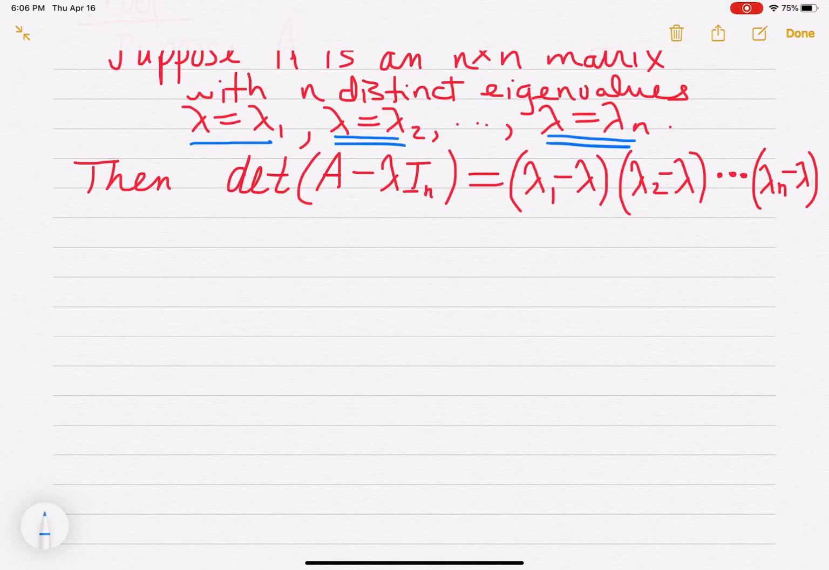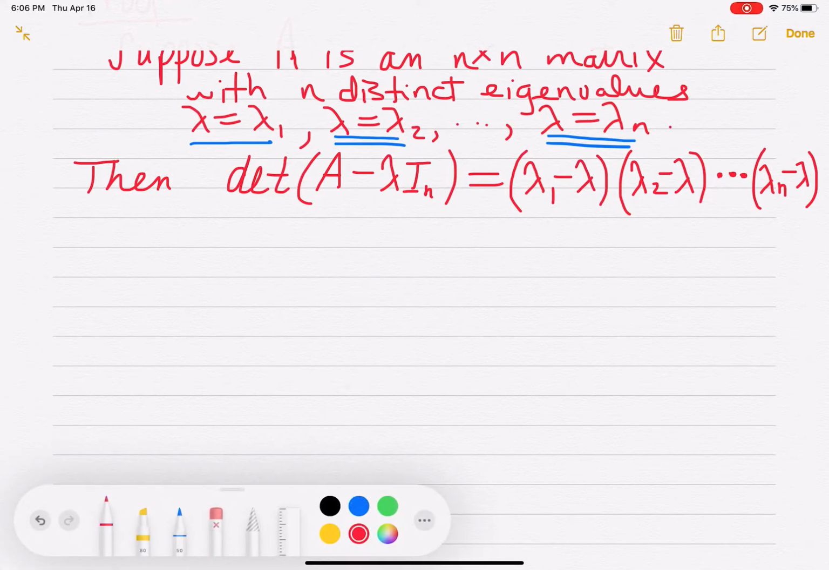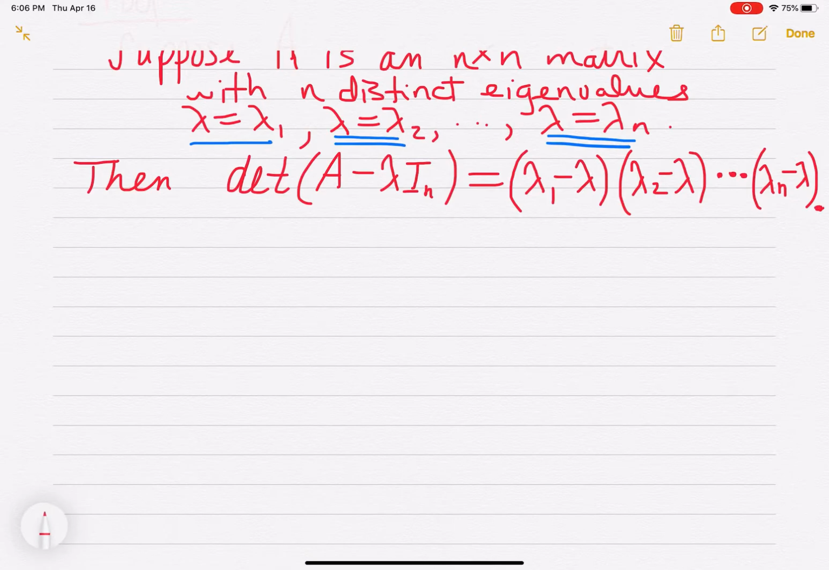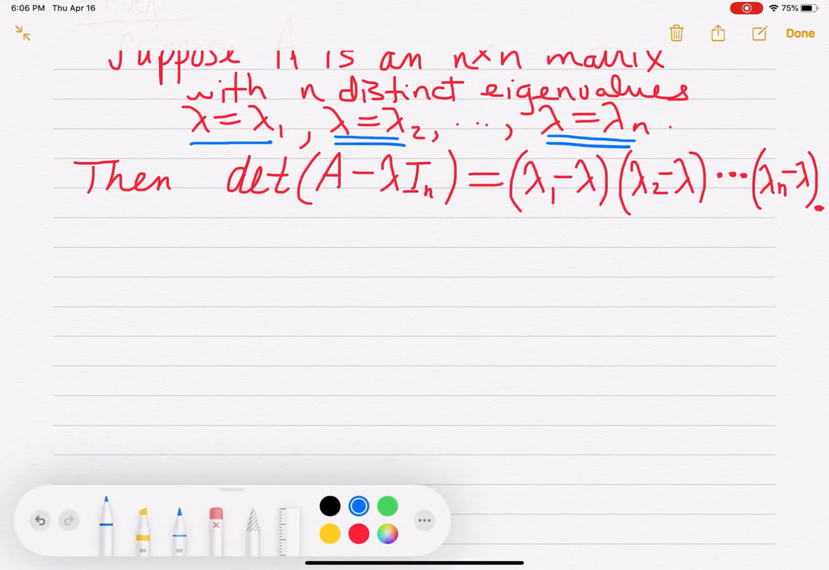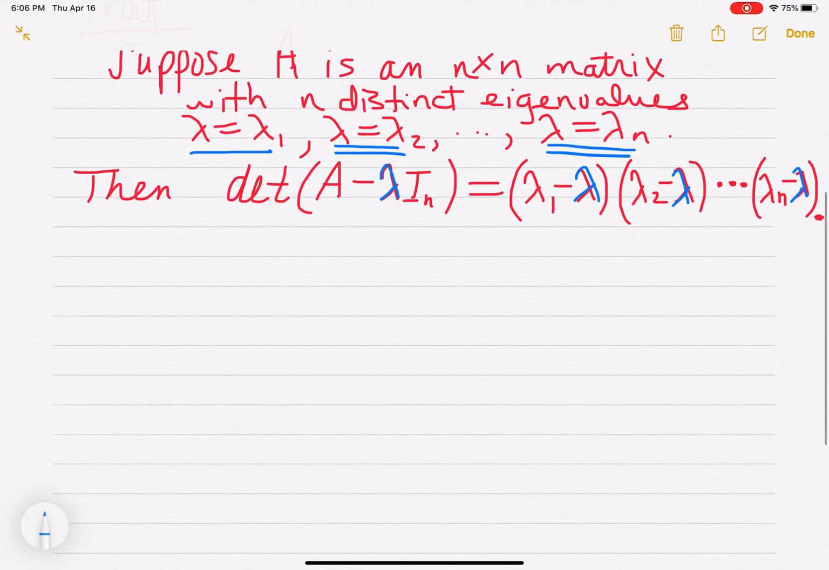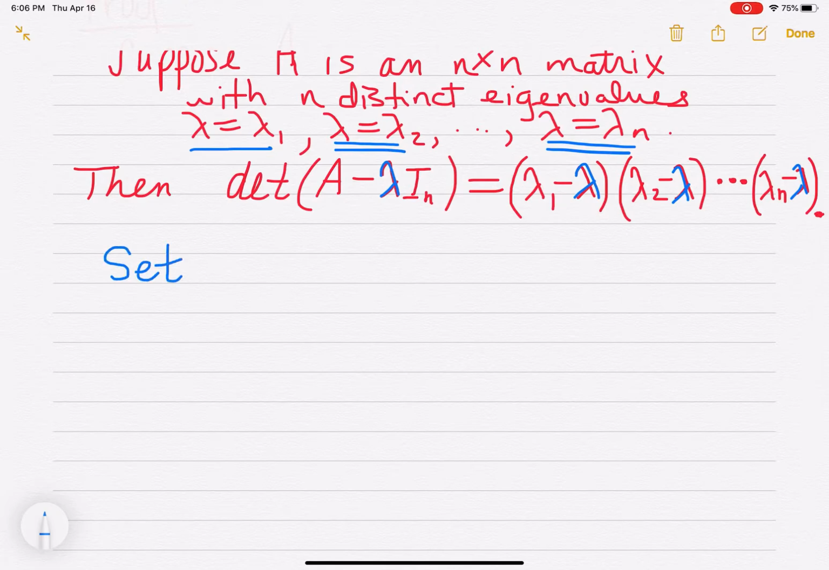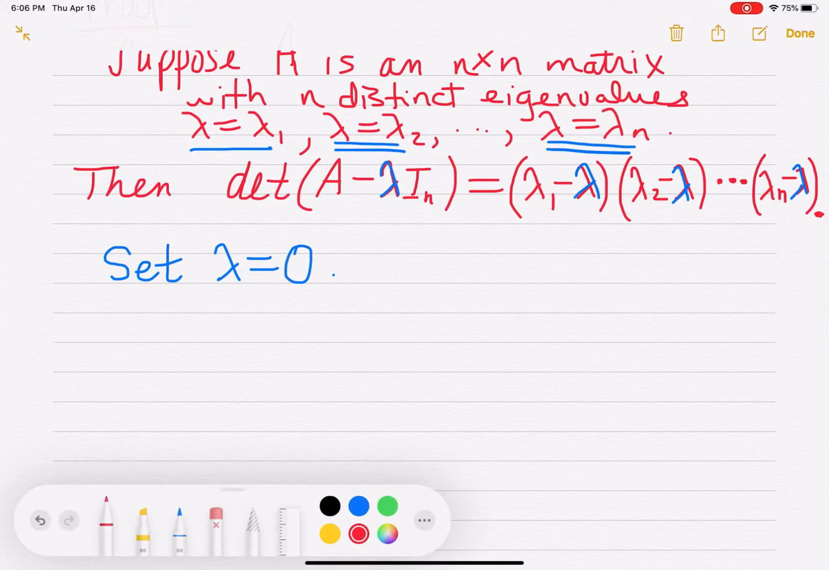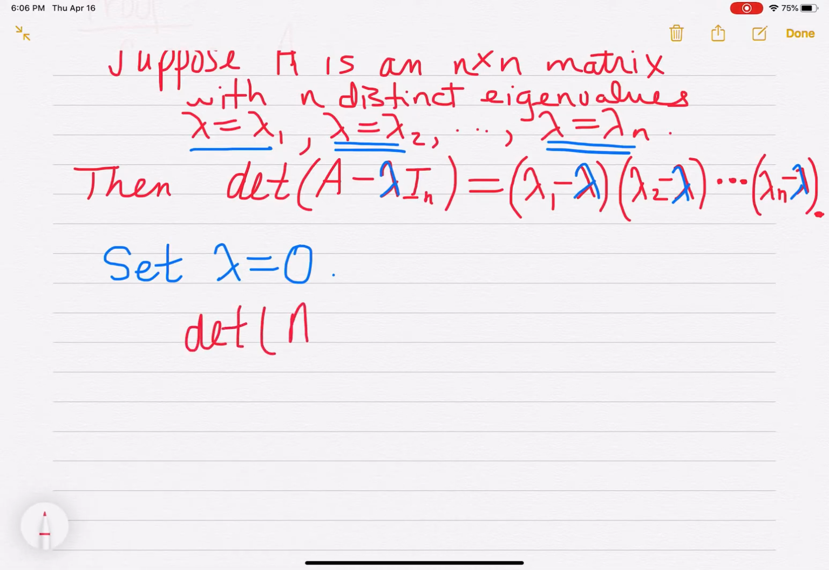Now, let's think about this carefully. I'm going to set lambda equal to 0 right now. So lambda is functioning like a variable here, right? It's kind of like replacing the x. So we're going to set lambda equal to 0 and see what happens. What happens when I set lambda equal to 0? I'm just going to end up with what? Determinant of A, right? Because when I set lambda equal to 0, I'm going to have 0 times the identity, which is going to be the 0 matrix, and A minus the 0 matrix is going to give me A. So I'm just going to have determinant of A equals, we're going to have what?